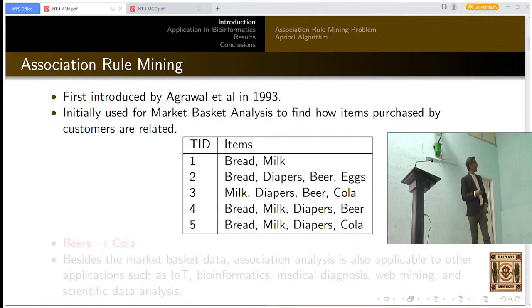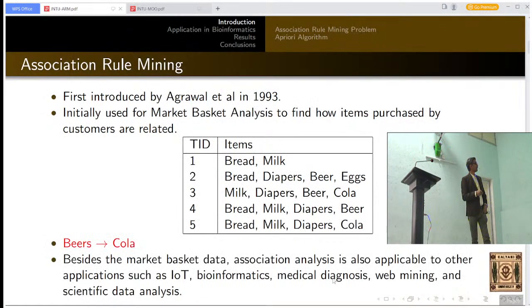So for example, you can have a rule like this: beer implies cola. This rule is a rule between two items. It is interpreted like this: if someone has purchased beer, he or she is likely to purchase cola also. This side is called the antecedent and this side is called the consequent of the rule. So if someone purchases beer, he or she is also likely to purchase cola.